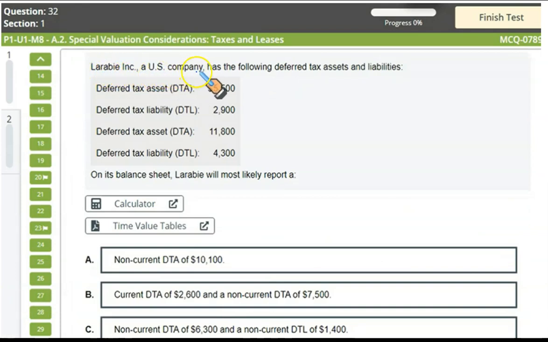Larrabee Incorporated, a US company, has the following deferred tax assets and liabilities. We have deferred tax asset 5,500, deferred tax asset 11,800.